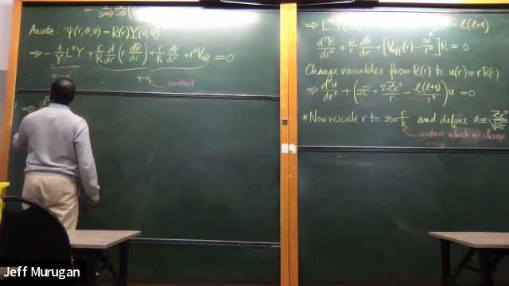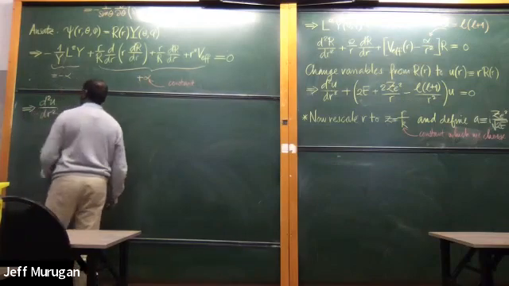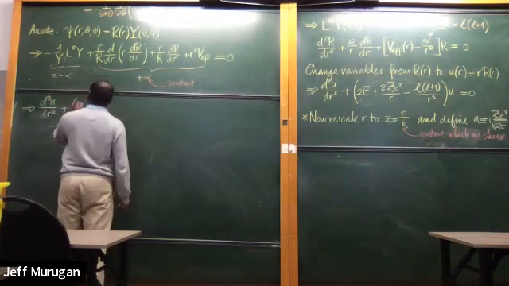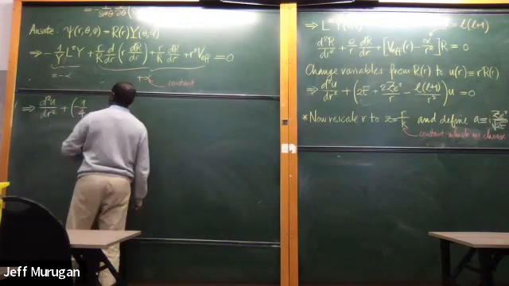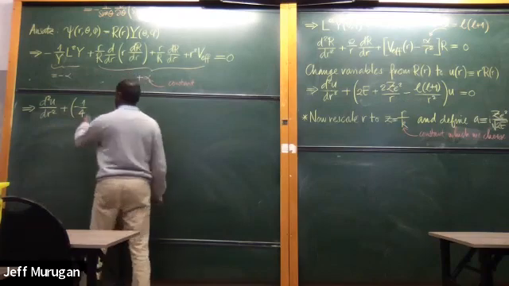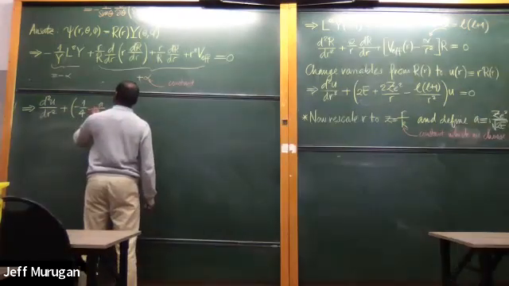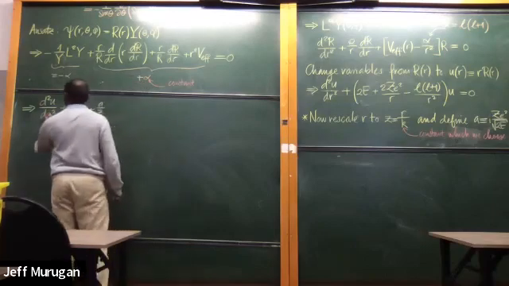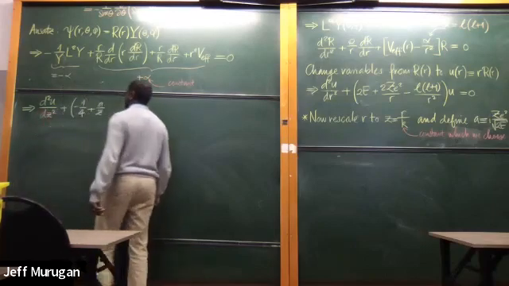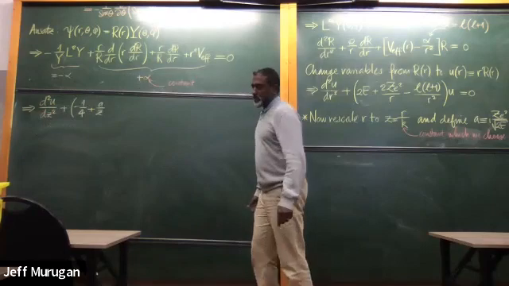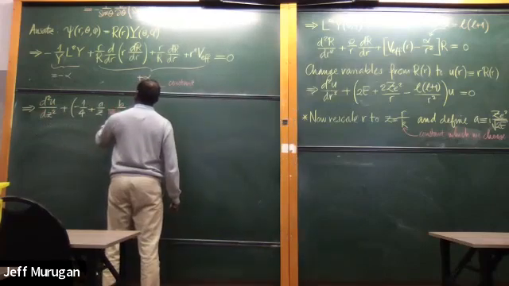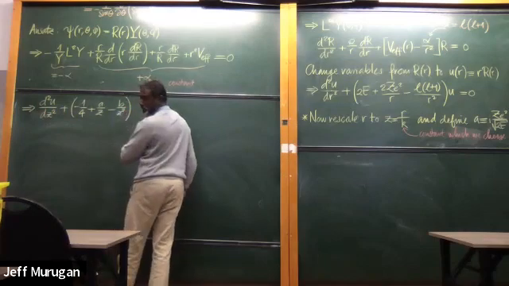d2u by dz squared plus minus the quarter plus A over Z minus B over Z squared times u. Sorry, this is after the change of variables now.